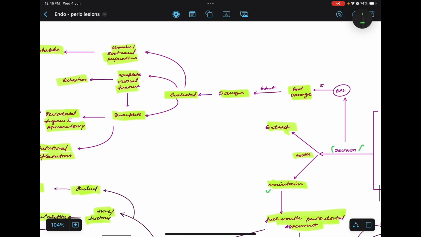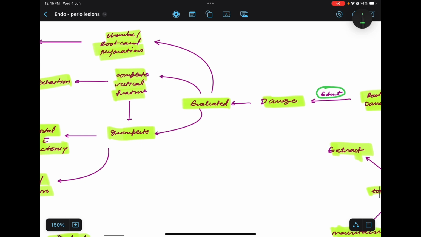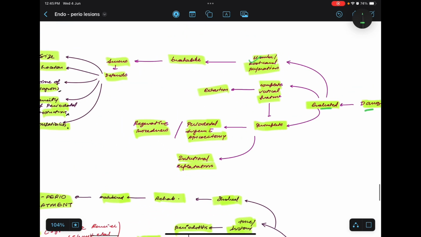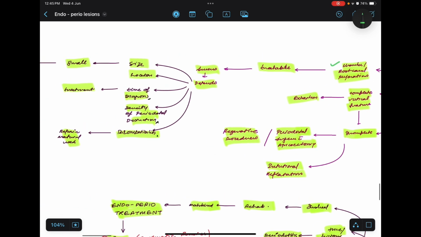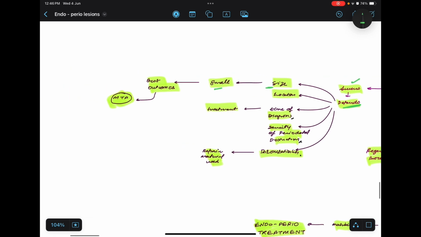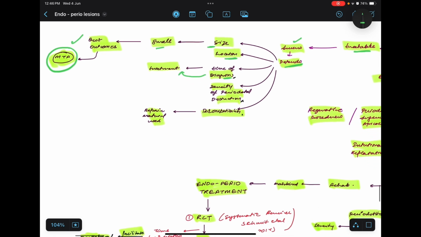Now, if there's an EPL with root damage, you have to determine the extent of damage. How do you do that? You evaluate the chamber, that is, your root canal perforation. For root canal perforations, if it is treatable, you treat it. The success here depends on the size of the perforation. If it is small, it shows the best outcomes with MTA, your mineral trioxide aggregate. Then location also matters. Then time of diagnosis: early diagnosis and prompt treatment will give you the best success rate.